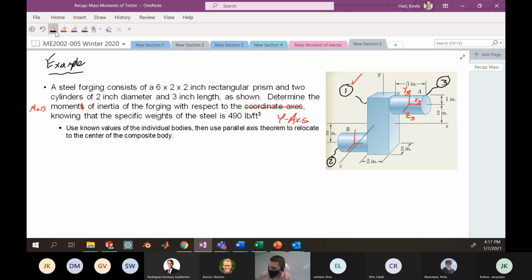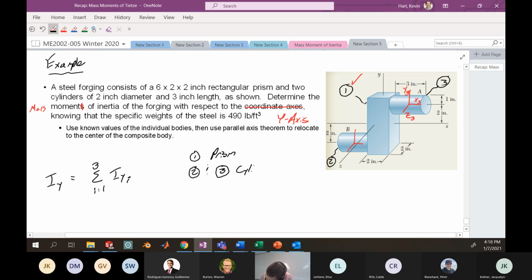Now, how are we going to attack this problem? We know that the mass moment of inertia of this total composite body is going to be the summation of the contributions of the individual mass moments of inertia of our three composite pieces. So I is I1 plus I2 plus I3, where object 1 is the prism, and 2 and 3 are the cylinders.